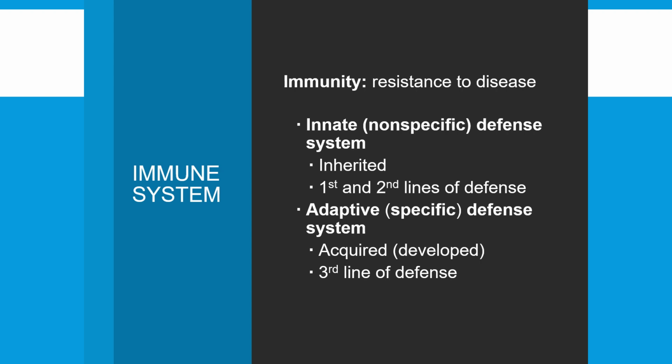Now, the adaptive defense system provides the third line of defense, and it takes a little bit longer to initiate because our bodies actually have to develop and mature this part of the immune system. But it has the ability to provide a highly specific attack to recognized invaders.